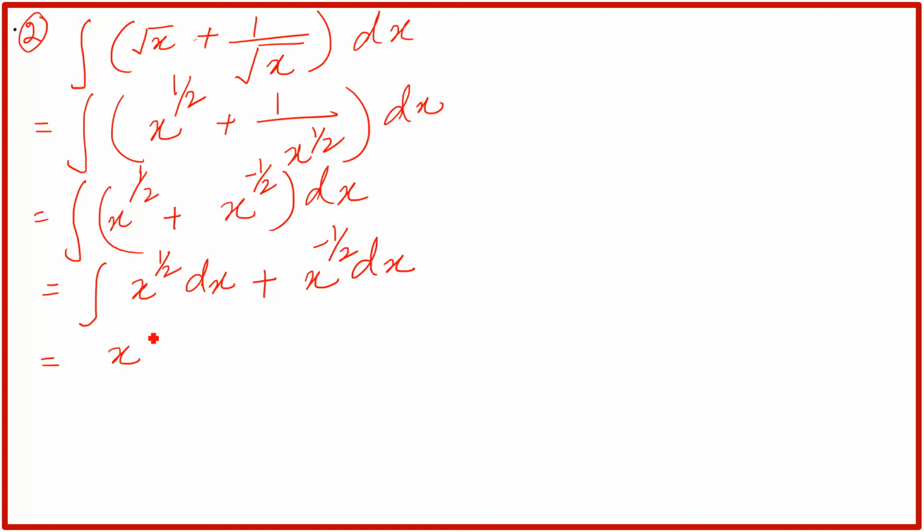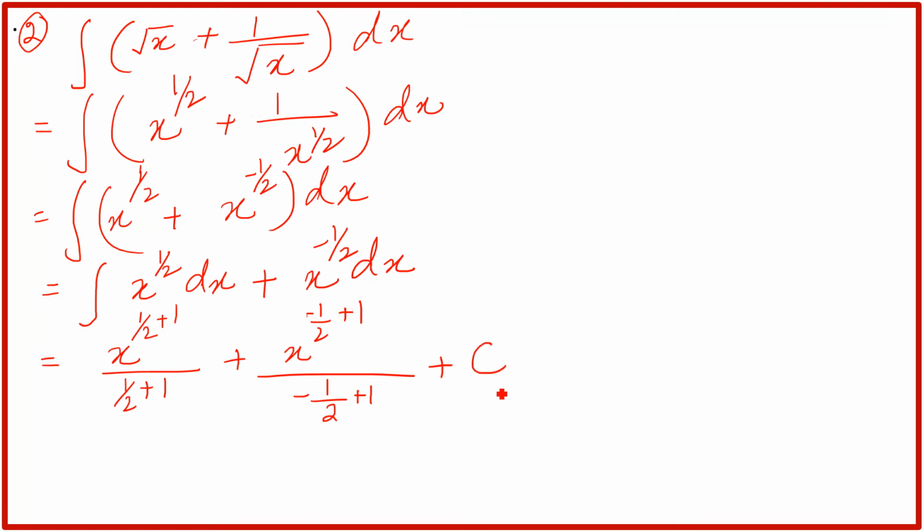How will we remove it? The exponent of x is 1 over 2. We have to add 1. Same thing, 1 over 2, we add 1 in the denominator, plus x raised to power minus 1 over 2 plus 1. You do not have to write down the variable in the denominator, only the exponent, 1 over 2 plus 1. And now we will write c, the constant of integration. When we remove the integral sign, then we write down the constant of integration.